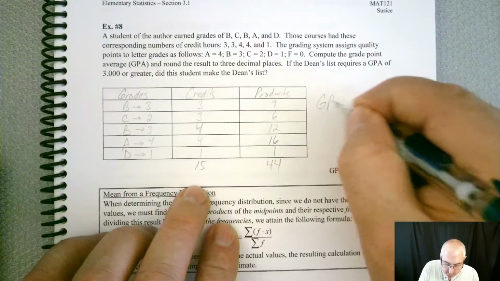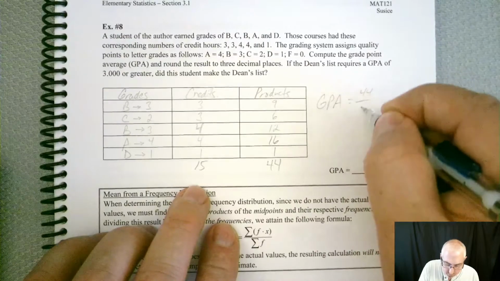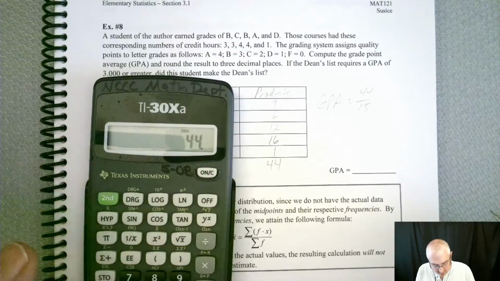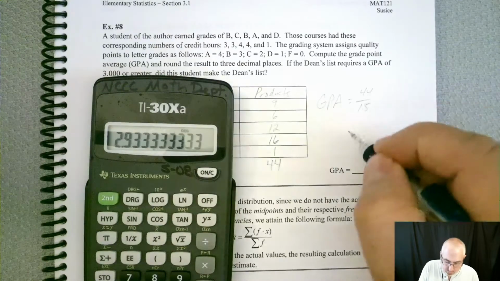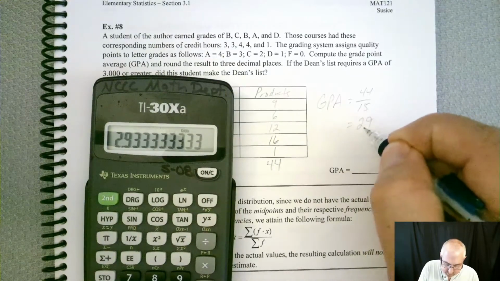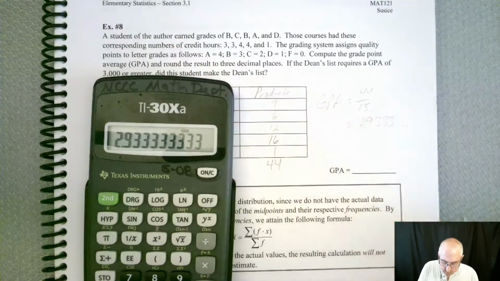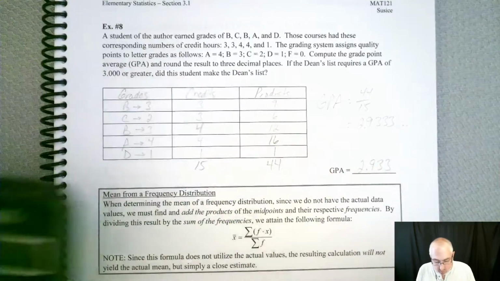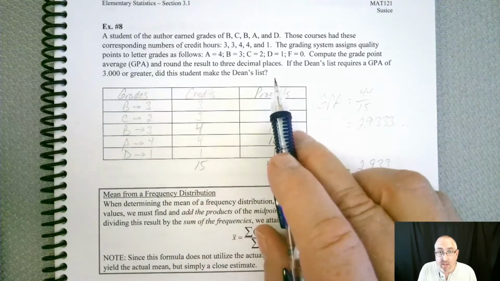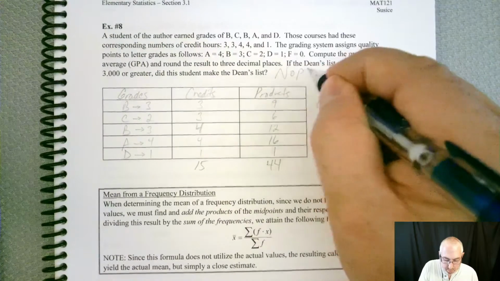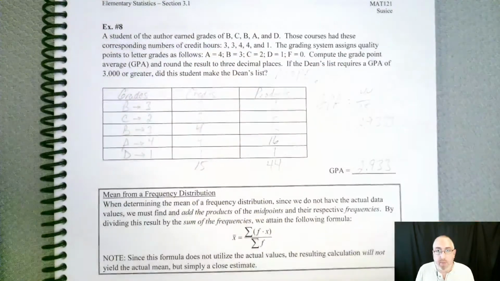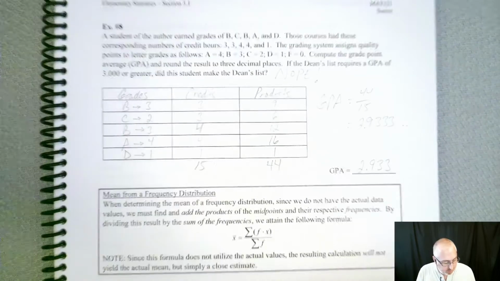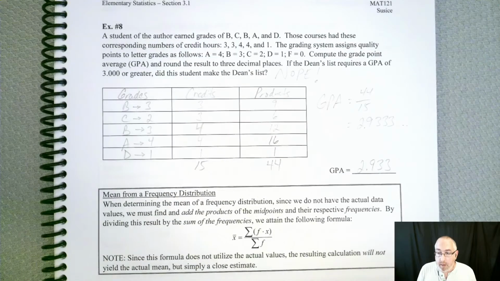So now your GPA is equal to 44 over 15. So we can just divide that by 15. Oh, darn. So the GPA is 2.933. So, did the student make the dean's list? Nope. Nope, didn't happen. Close, but not quite there. So, all right.